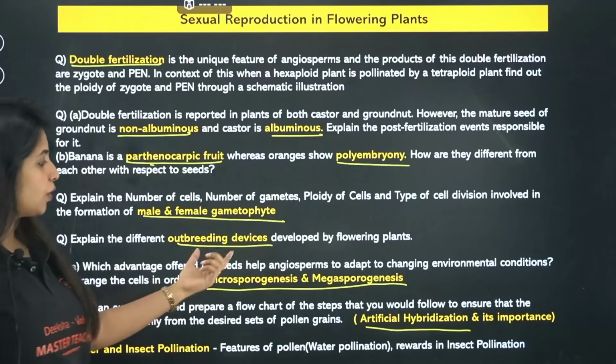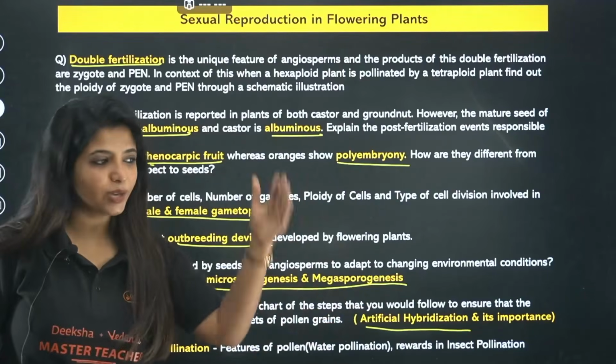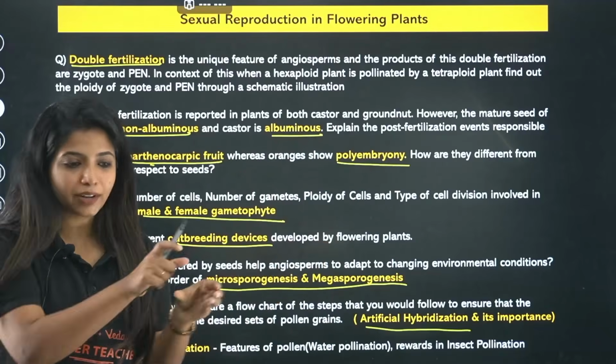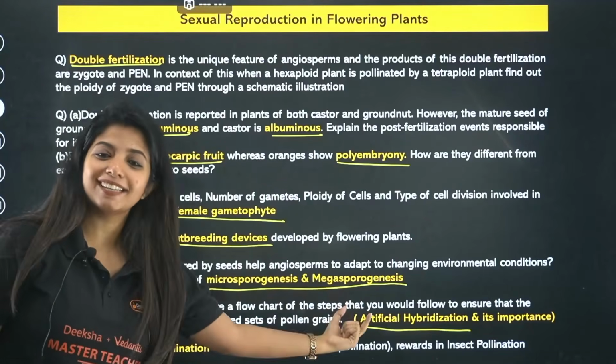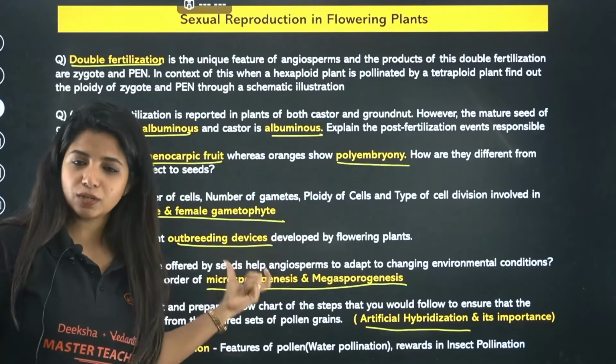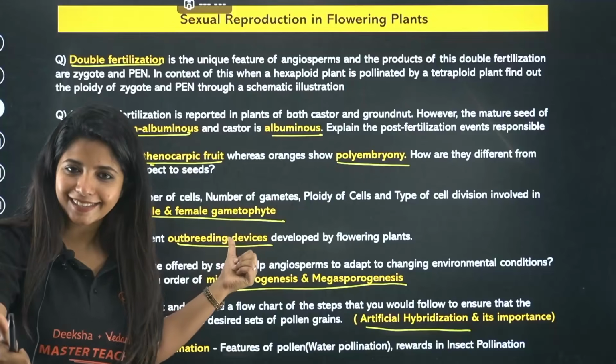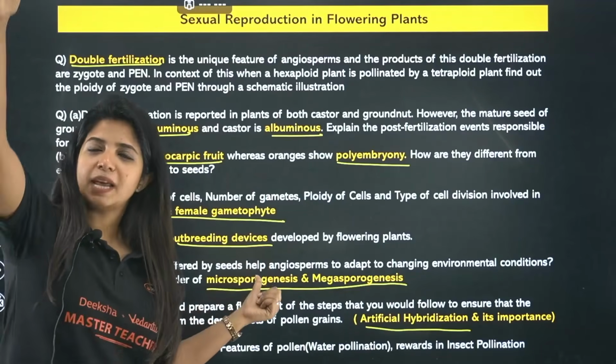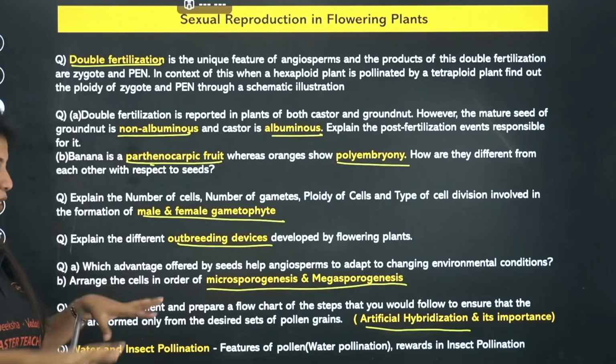Now arrange the cells in the order of microsporogenesis, megasporogenesis. When you are given cells and you have been asked to arrange them in the order, you should know exactly the flow of this and this. Now while you study this, will you be able to answer this question? Yes. Got it? First MMC, then a dyad, then a tetrad. That is how you get it.